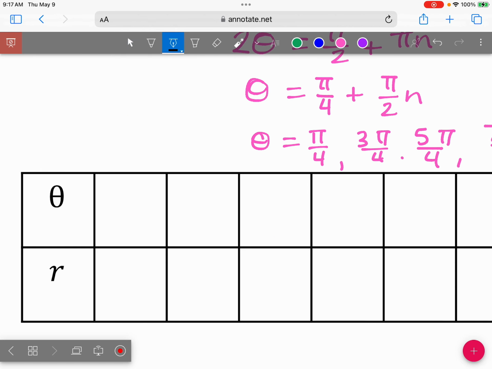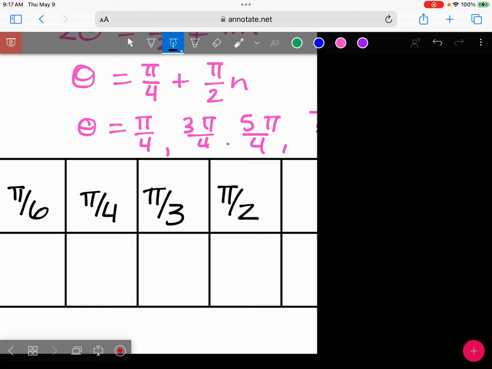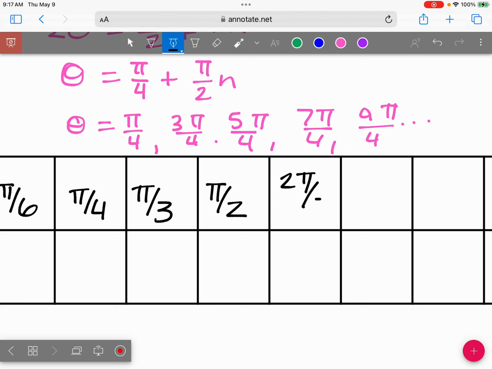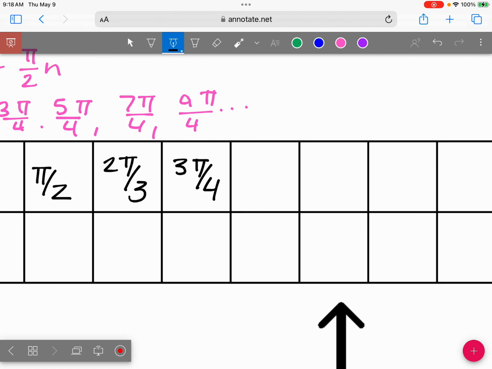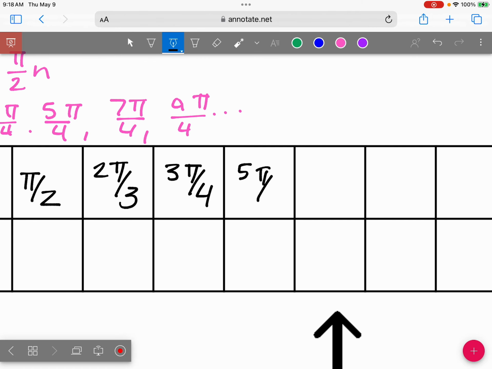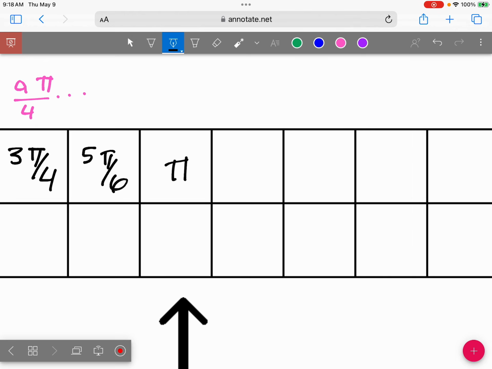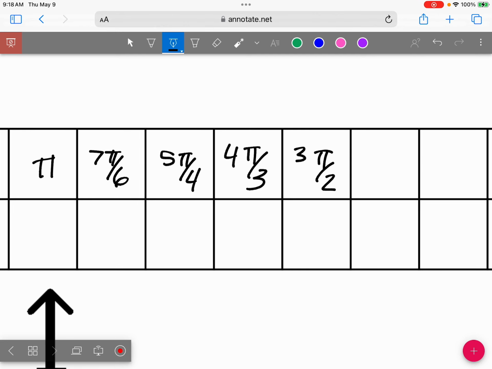So we're going to go from 0, pi over 6, pi over 4, pi over 3, pi over 2, 2 pi over 3, 3 pi over 4, 5 pi over 6, pi, 7 pi over 6, 5 pi over 4, 4 pi over 3, 3 pi over 2, 3/4 of the way through the circle.